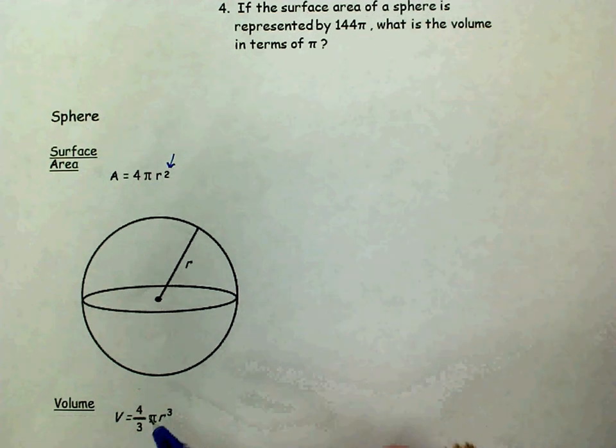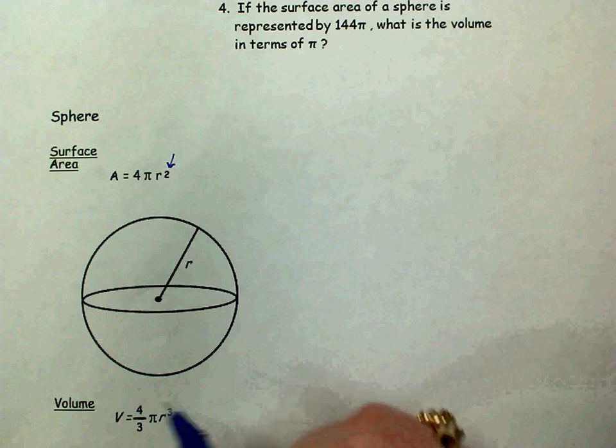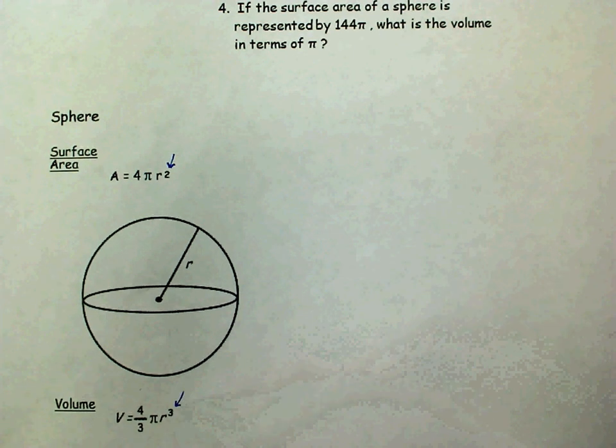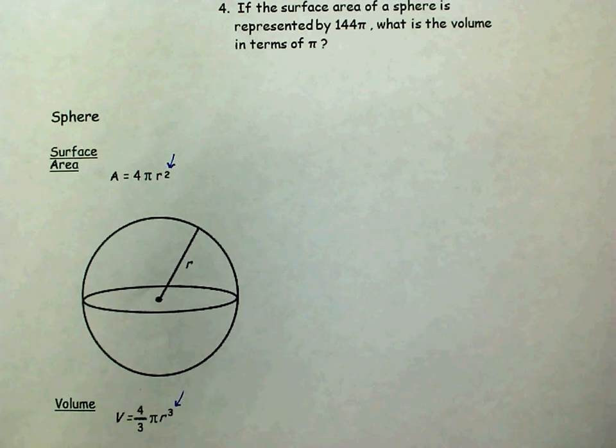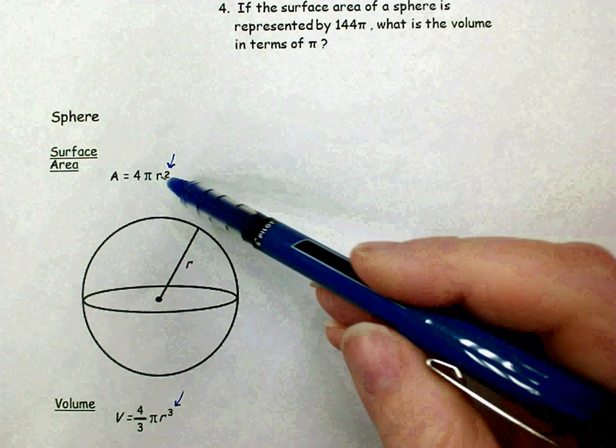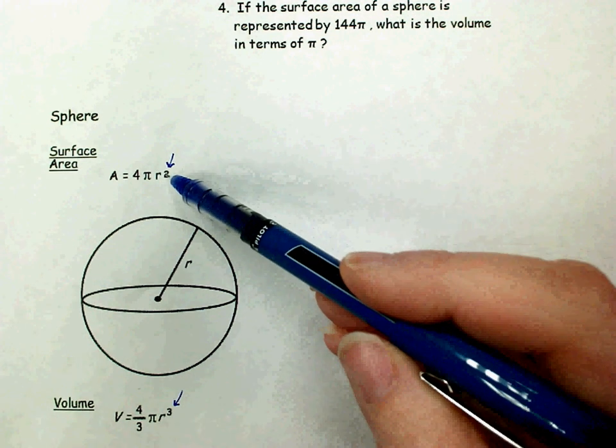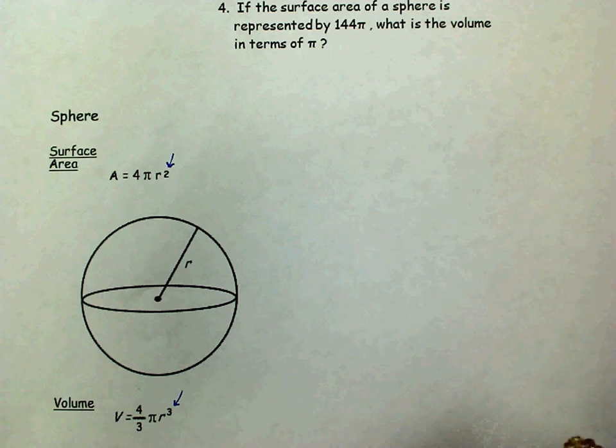The volume is 4/3 pi r cubed. We have cubic units for volume. That's why the radius is being cubed. So the differences here: squared for area, cubed for volume.